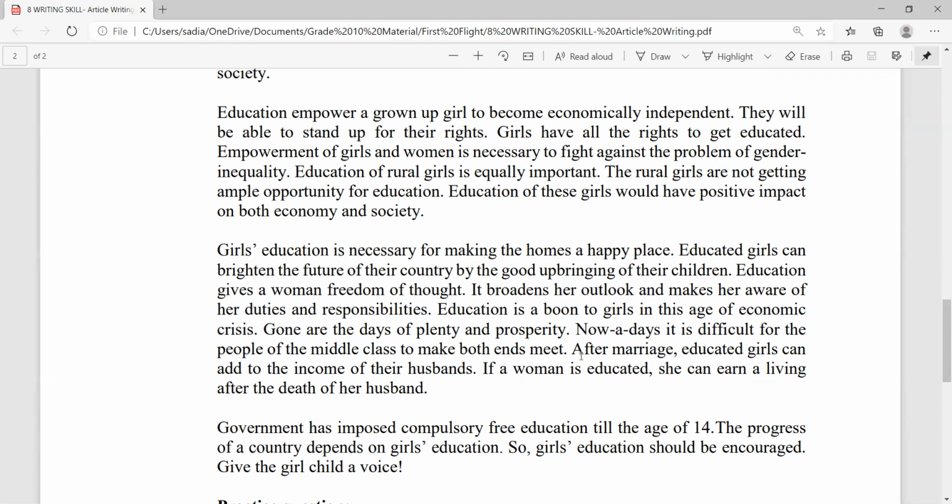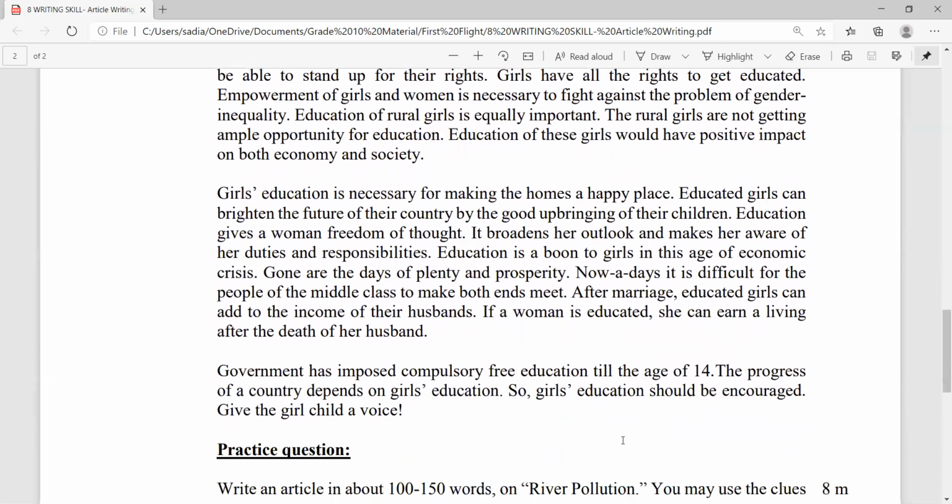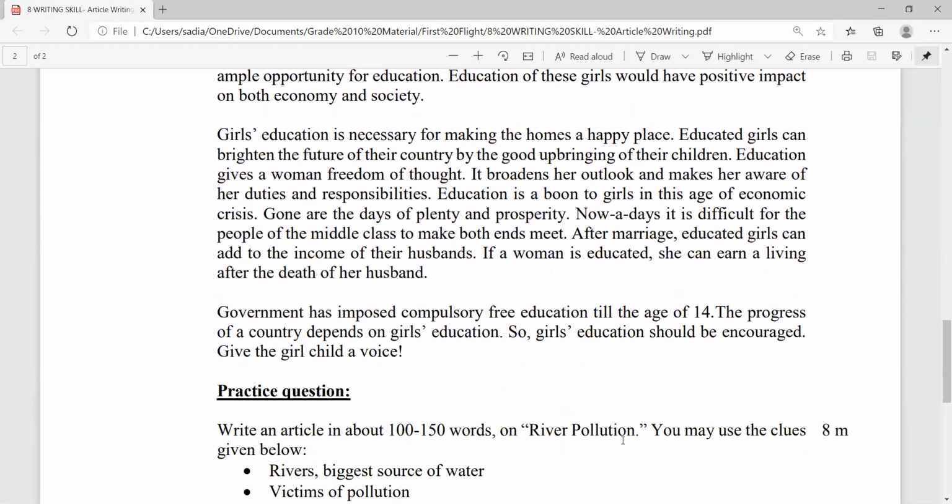After marriage, educated girls can add to the income of their husbands. If a woman is educated, she can earn a living after the death of her husband. Government has imposed compulsory free education till the age of 14. The progress of a country depends on girls' education, so girls' education should be encouraged. Give the girl child a voice.